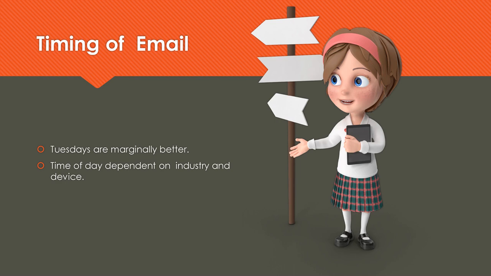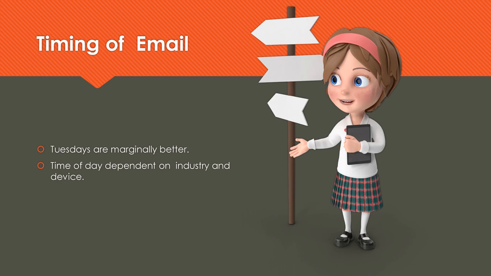Now, because everybody's reading that Tuesdays are marginally better, which is accurate, I tend to tell my clients to email on Wednesdays and Thursdays. Why? Because there's not so much crowding in the inbox. When we test sending in the middle of the week, we don't see much difference between them. So broad email statistics say that Tuesdays are marginally better, but anything in the middle of the week works.